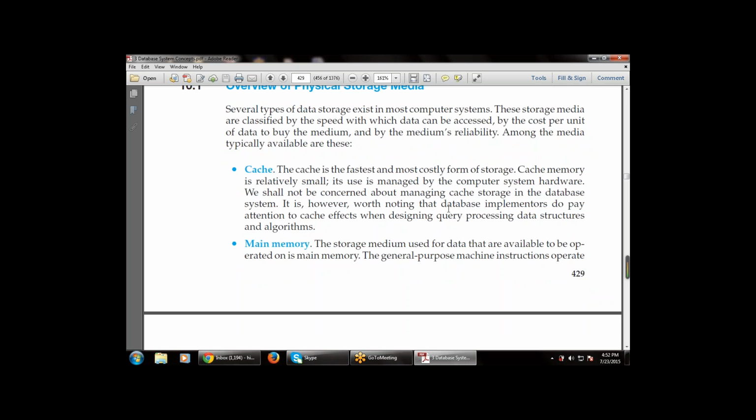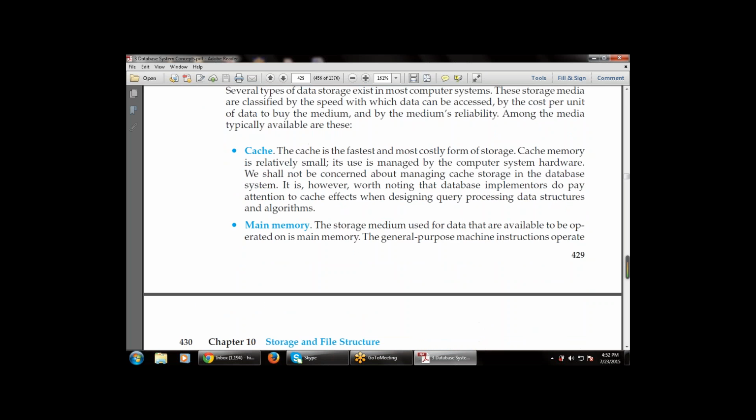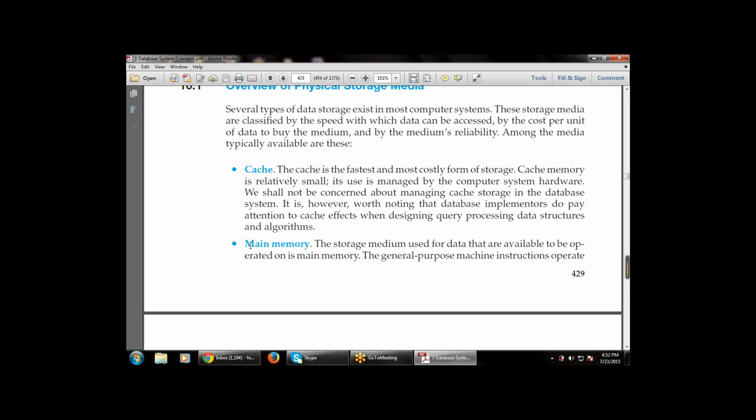It is, however, worth noting that database implementers have to pay attention to cache effects when designing query processing data structures and algorithms. That is, how to process the data and how to query the data.